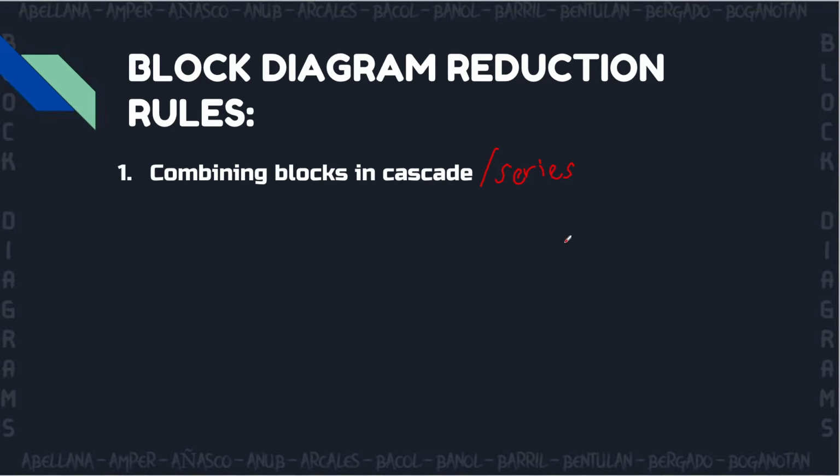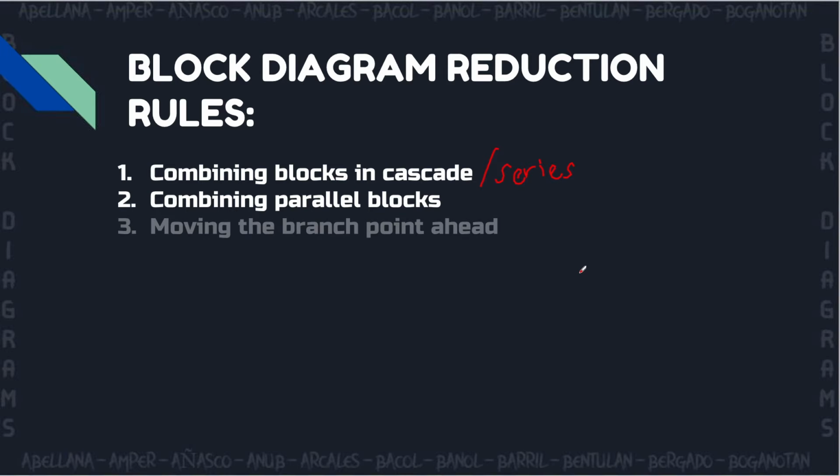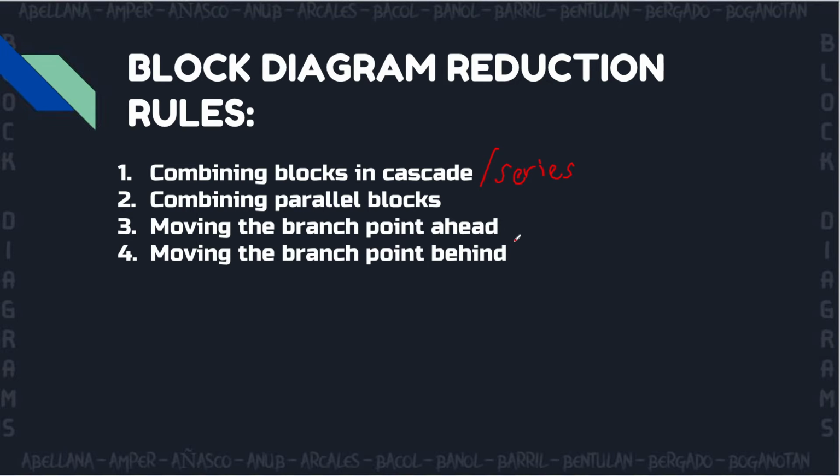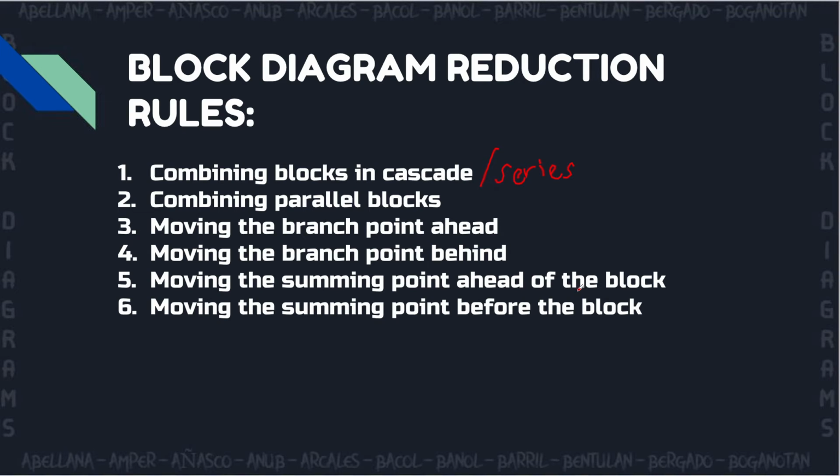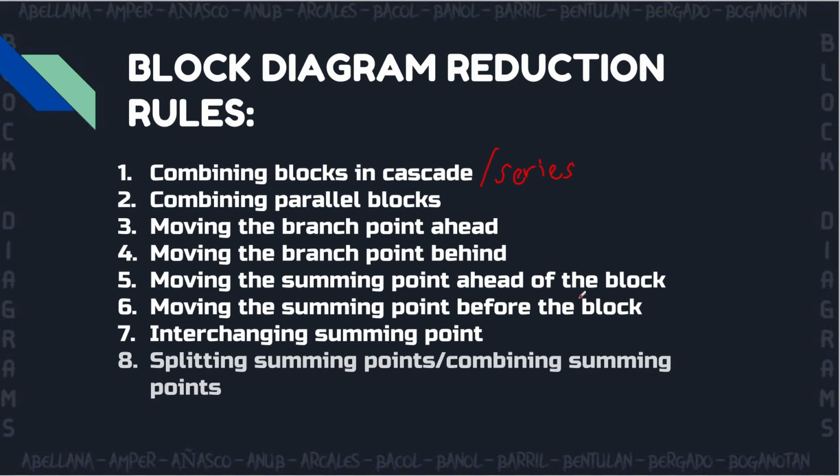So rule number 1 will be combining blocks in a series. And number 2 is combining parallel blocks. Rule number 3 is moving the branch point ahead. And rule number 4 is moving the branch point behind. And rule number 5, moving the summing point ahead of the block. Rule number 6, moving the summing point before the block. Rule number 7 is interchanging summing points. Rule number 8 is splitting summing points or combining summing points. And lastly, rule number 9 is the elimination of the feedback loop.